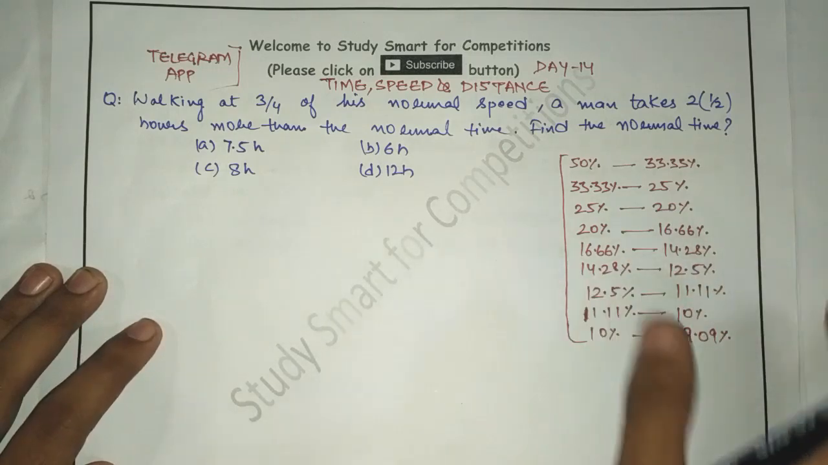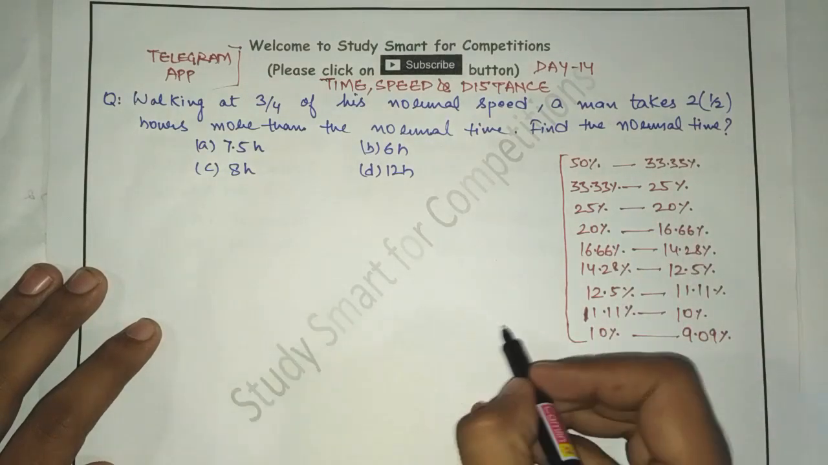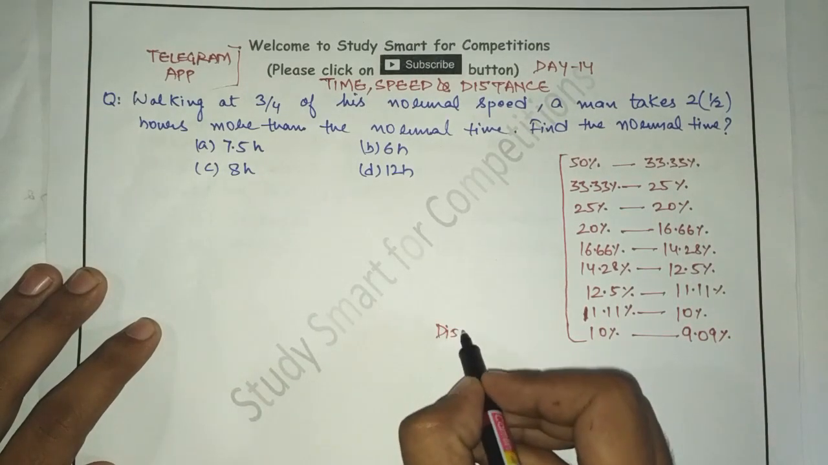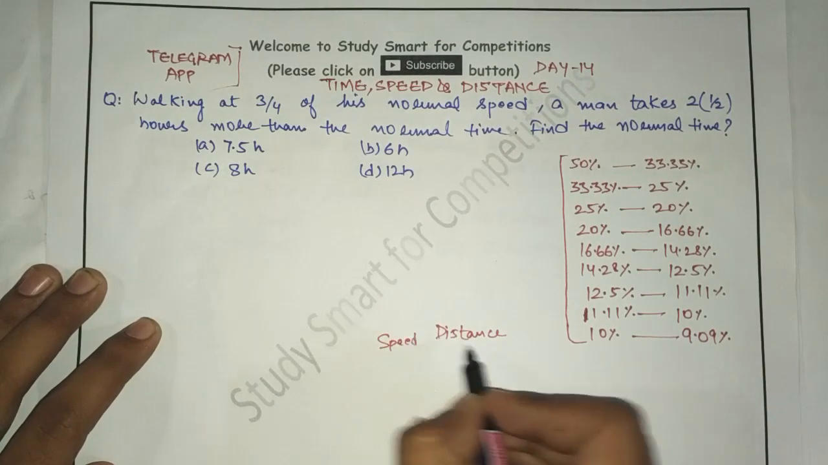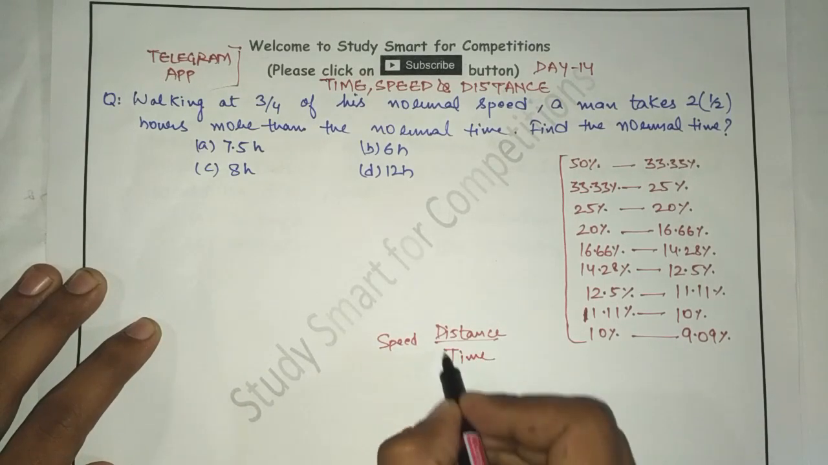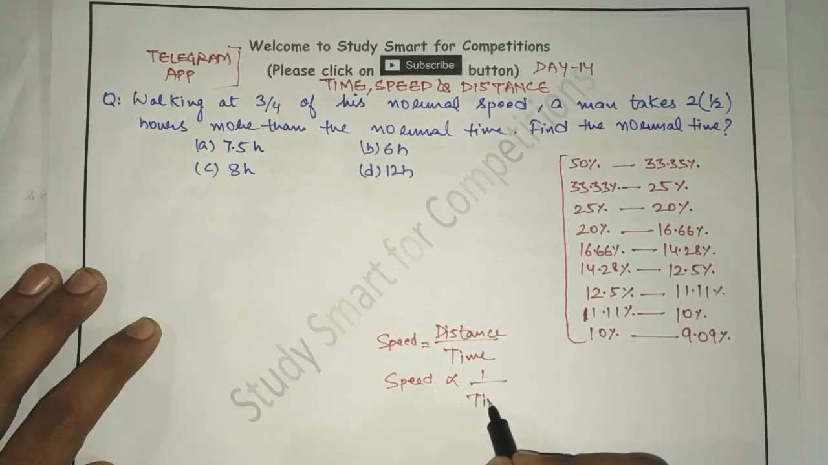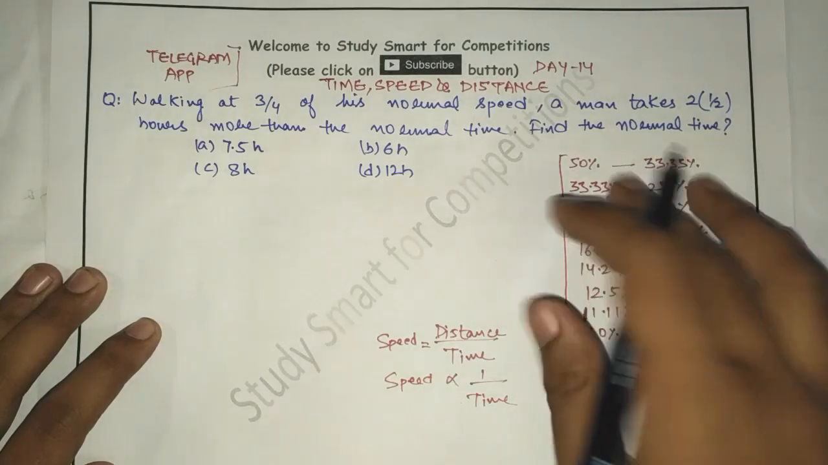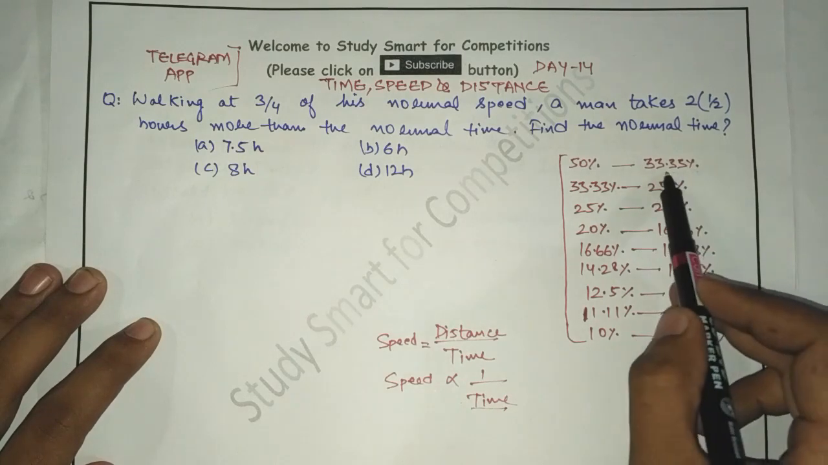So I can prove how I have derived this table. Before going to this, you know that distance equals speed times time, and speed equals distance over time. So if distance is constant, speed and time are inversely proportional. Speed is inversely proportional to time. So if time decreases, speed will increase. If speed decreases, time will increase. So I have derived this: if speed is increasing by 50%, time will decrease by 33.33%.